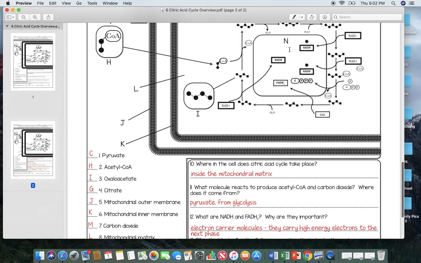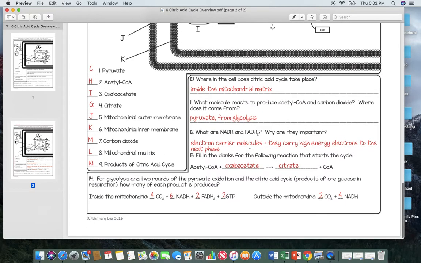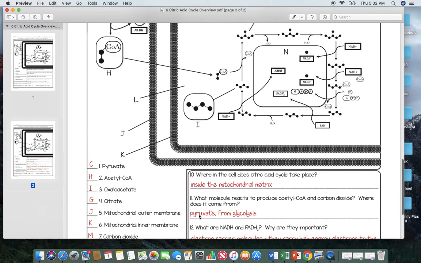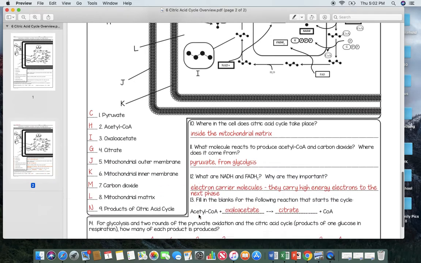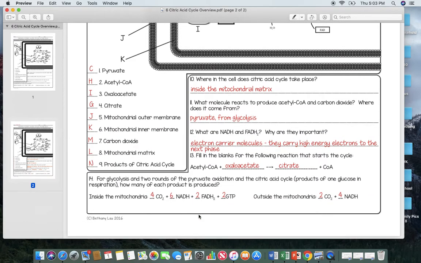Well, look up here. We ended up with 3 NADH, but this is for 1 pyruvate. So we have 2, so we need 6 NADH. That's why this is here, 6. Then we ended up with 2 CO2s, so we need 4 for both of them. We get 2 FADH2s and 2 GTPs.